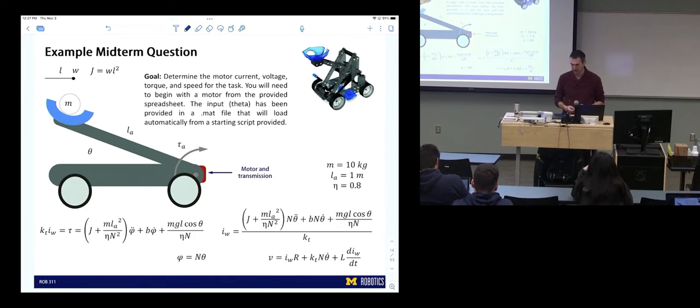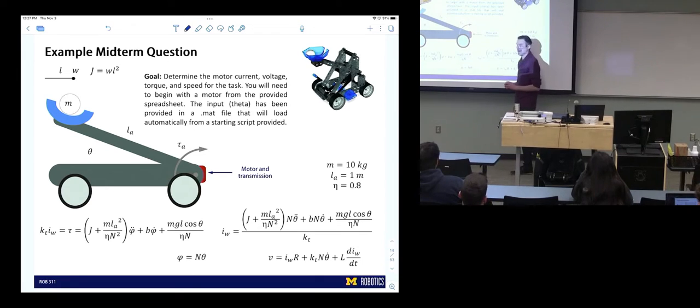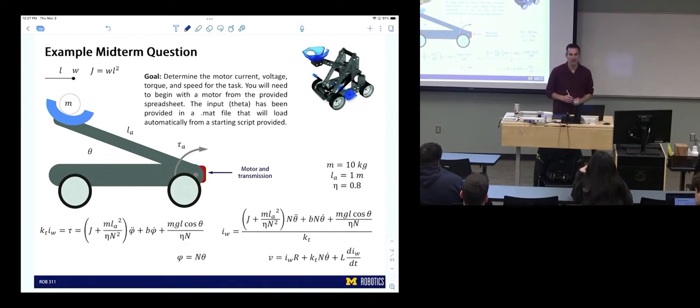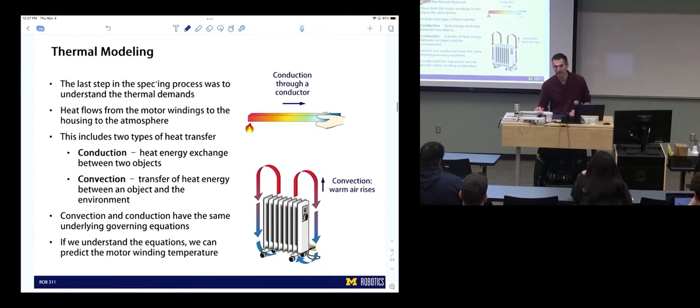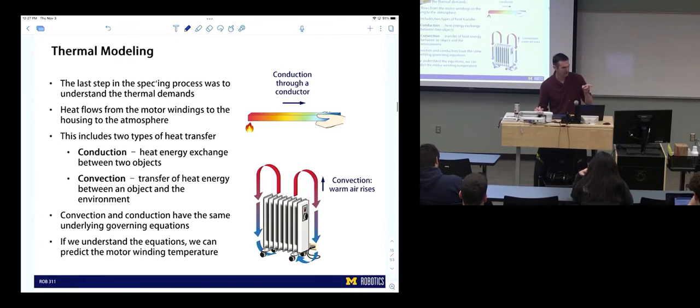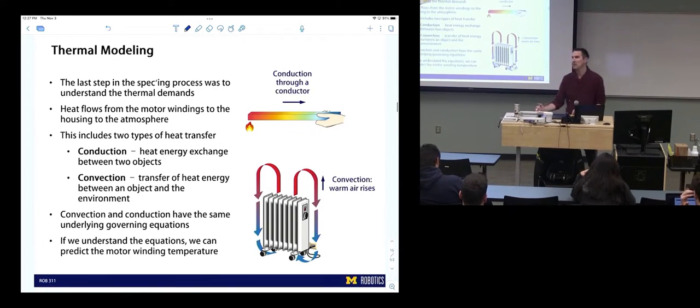If we also have damping on the output, would we also divide that by the efficiency? If you had a damper on the output, yeah, you would divide that by the efficiency. And then you would also divide by n squared. Yep. Okay, now we move to thermal modeling.